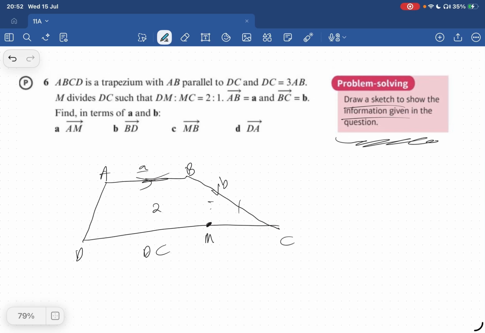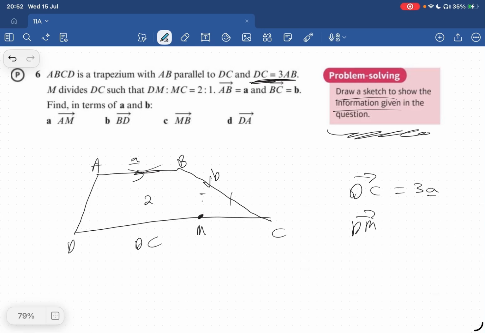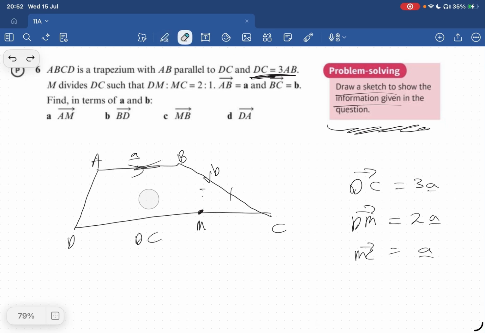Find in terms of A and B, A to M, all of these. Perfect. We've got one more bit of information. D to C is 3 lots of AB, so D to C is 3A. As D to C is 3A, D to M must then be 2A, and M to C must be A. Why is that? Well, it's in this very important 2 to 1 ratio. So then we write this on our diagram, 2A, A. And we've got B there.